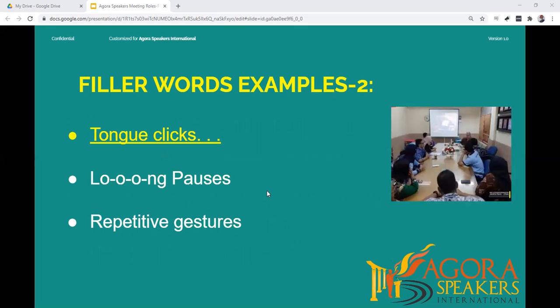Tongue clicks or other similar sounds like can also be distracting. Excessively long silences or pauses can make the audience wonder what's happening. Did the speaker finish or lose track of what they wanted to say?